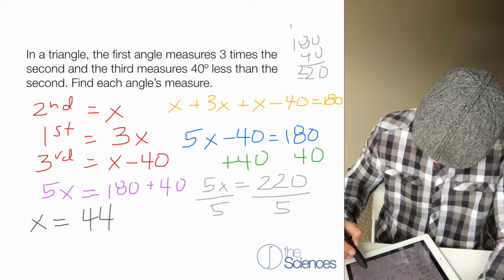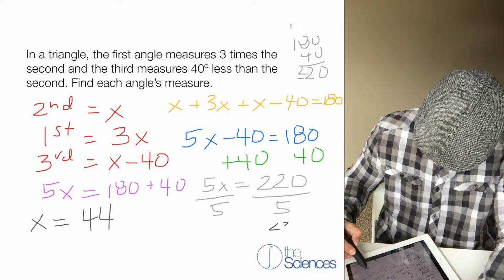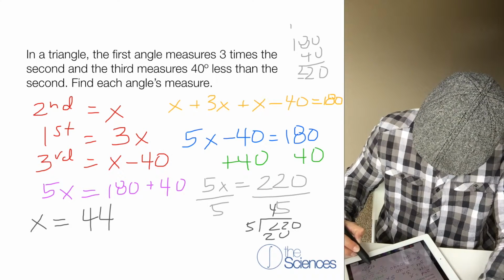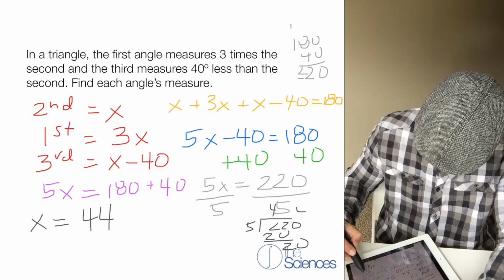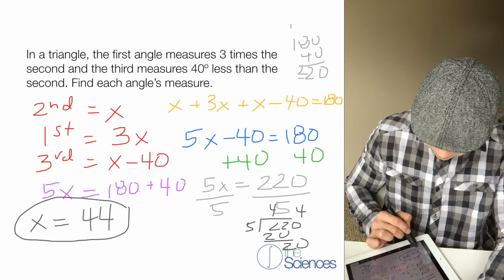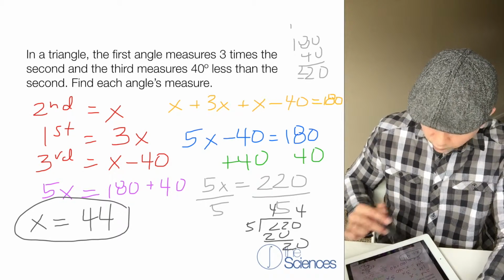So let's check that. 220 divided by 5 is 44. So our second angle is 44.